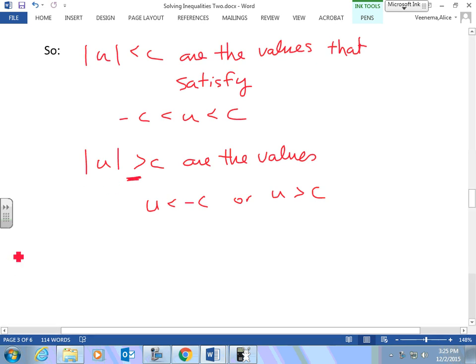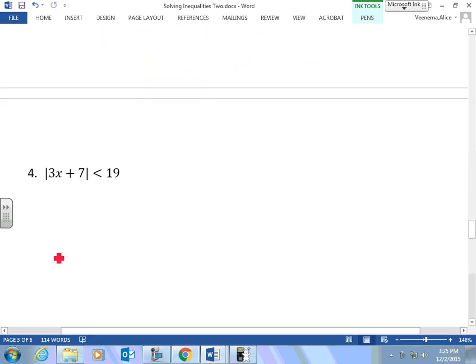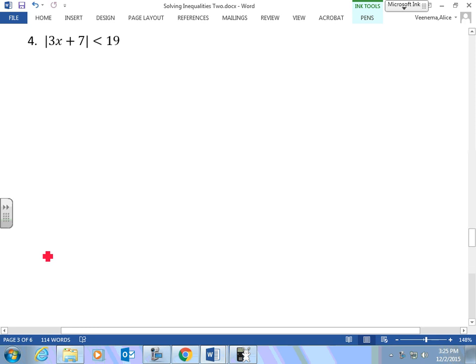So let's take a look at a question, because you'll see that this becomes a much simpler way of solving an absolute value inequality. We have the absolute value of 3x plus 7 is less than 19. So this is one of those less than situations, so we know the solution is the center interval. So we can really say that negative 19 is less than 3x plus 7, which is less than 19. So now we have a compound inequality.